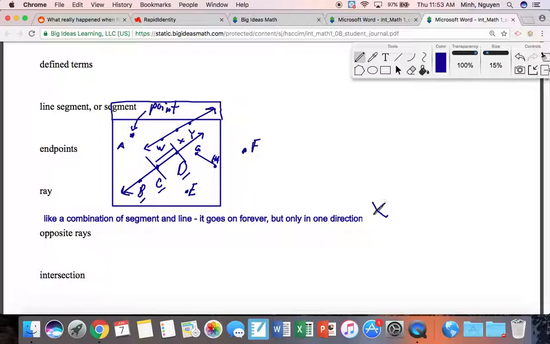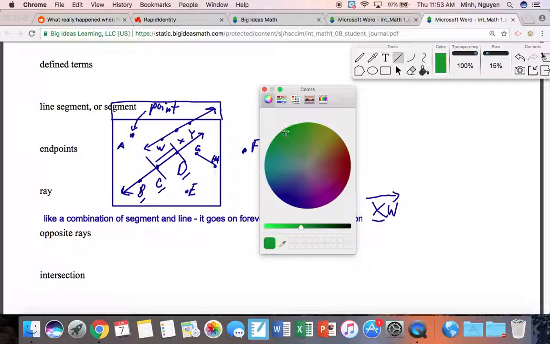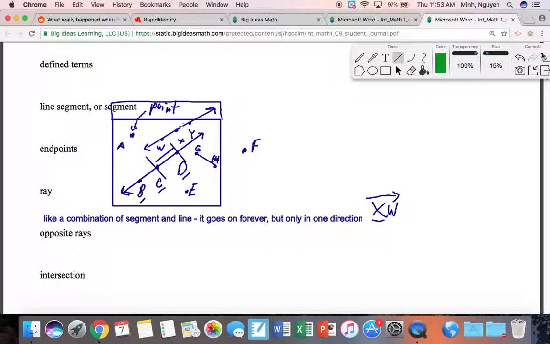So one ray might be XW. The way you write this is very important. The arrow has to go in the direction that you want it to go in. If I'm referring to XW, I'm starting off at X and going off in W's direction, which means I'm referring specifically to this ray. This ray right here is XW, that part.